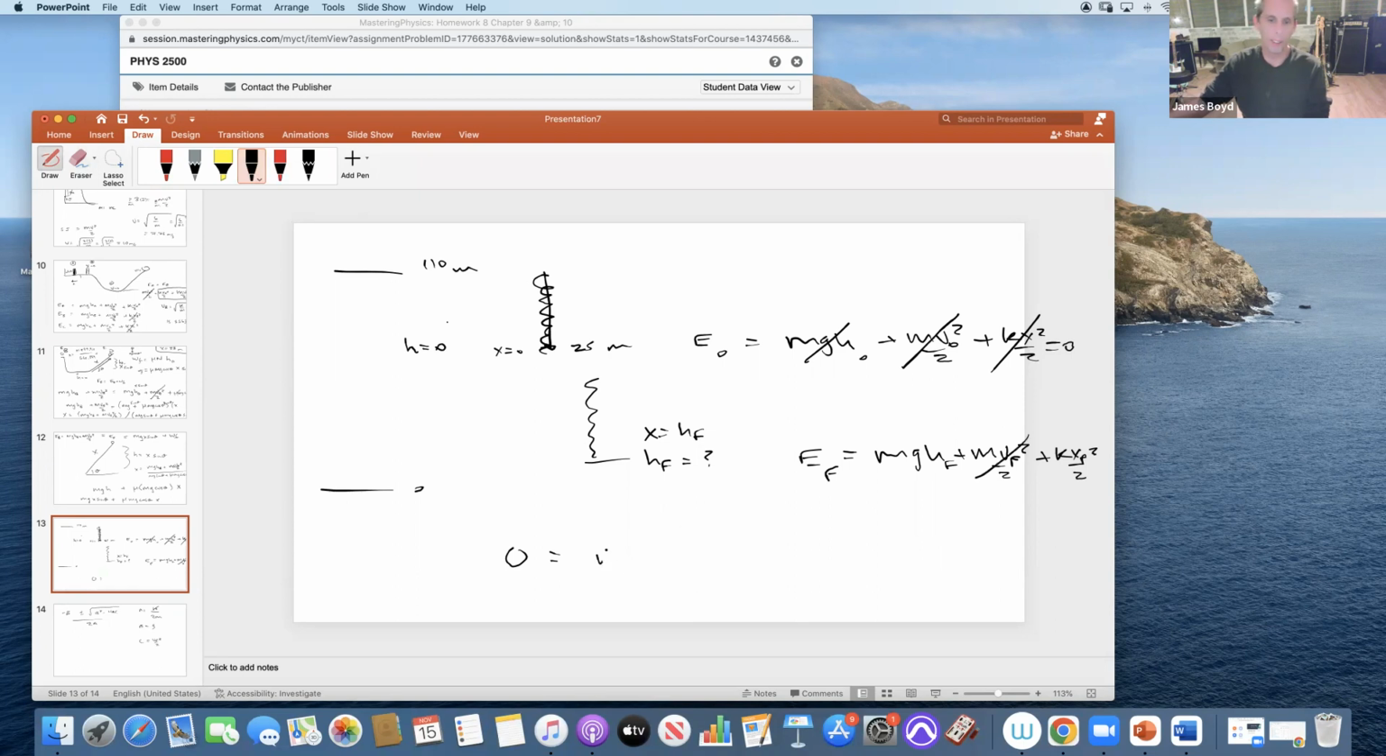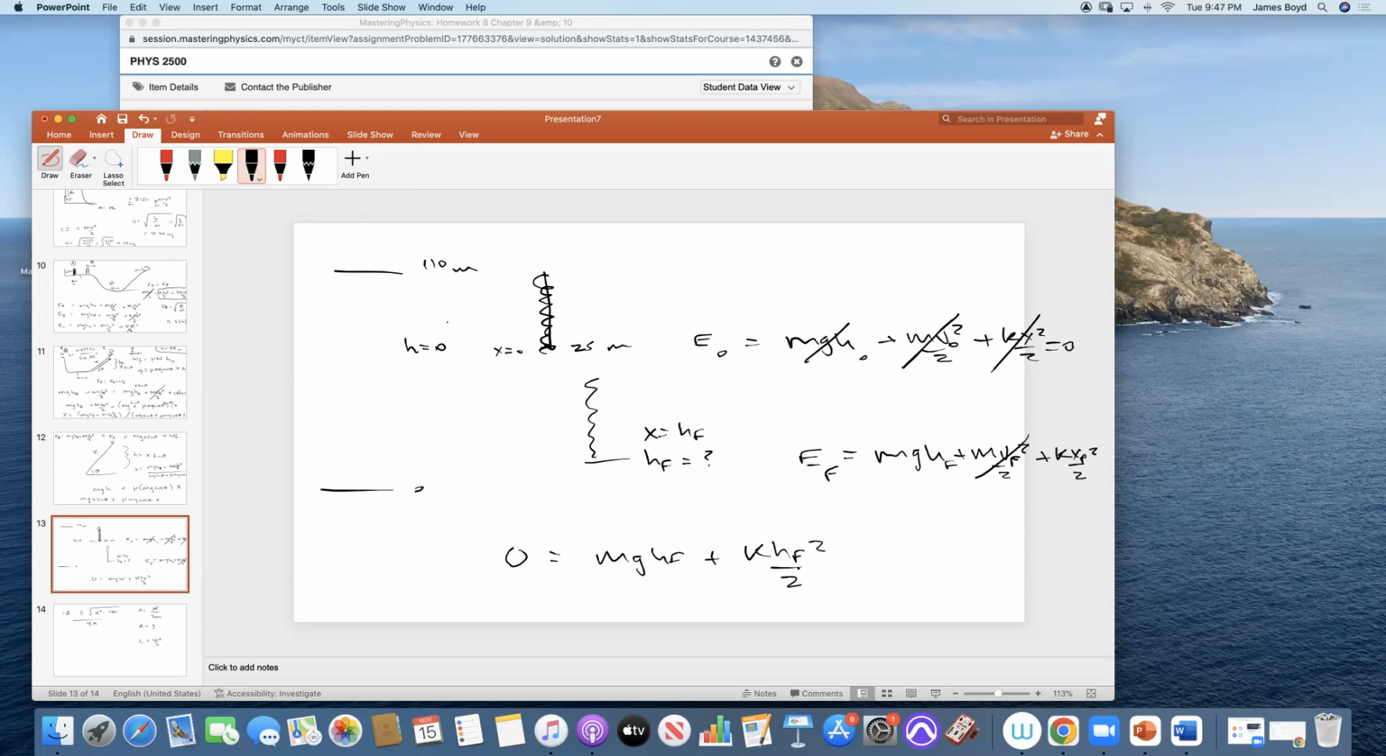This is 0, so I get mg h final plus k x final, but that's actually h final. Professor: Yes, so we cross out v initial because it starts at rest and it ends at rest. Is that how we're looking at it? Yeah. So we're bungee jumping, and we're assuming that when you stretch it all the way, you stop before you get pulled back up.